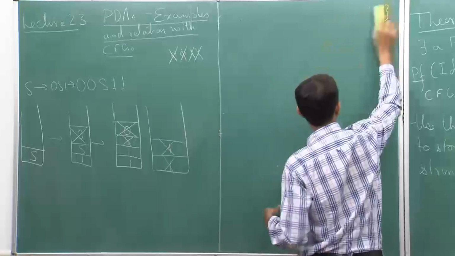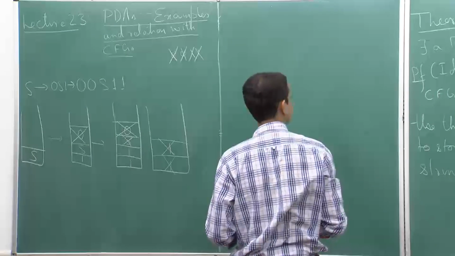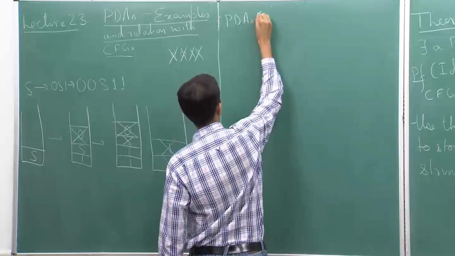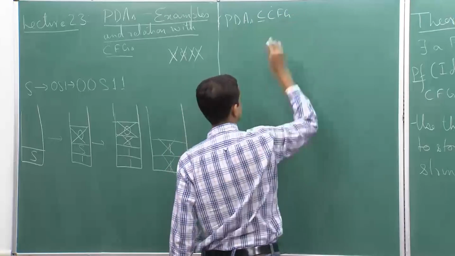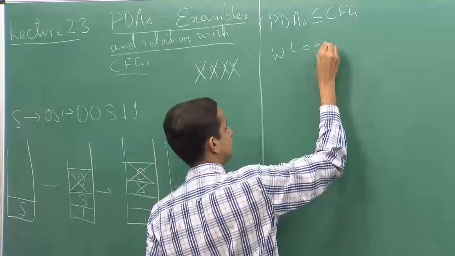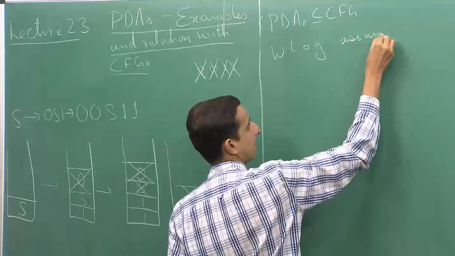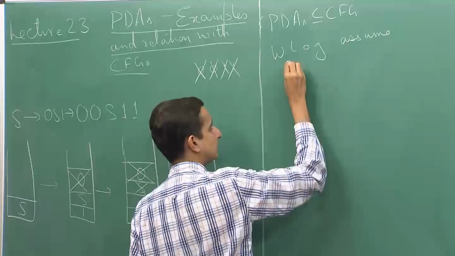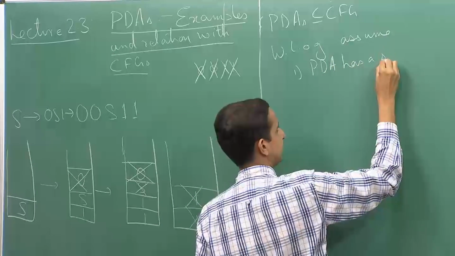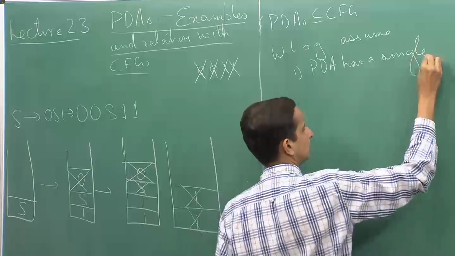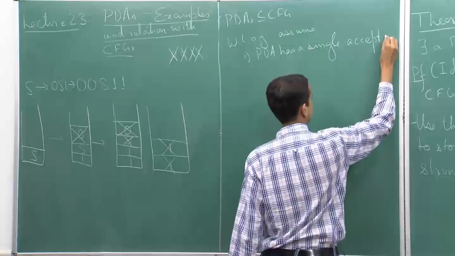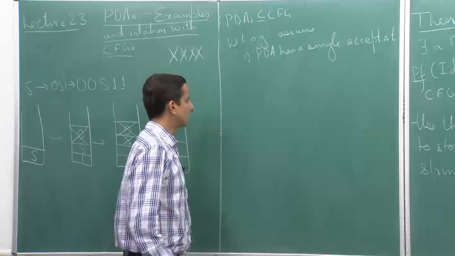So, for the other direction, we have to show that PDAs contain context free grammar. Okay. So, here without loss of generality, we assume the following. So, first we assume that the PDA has a single accept state. Okay.